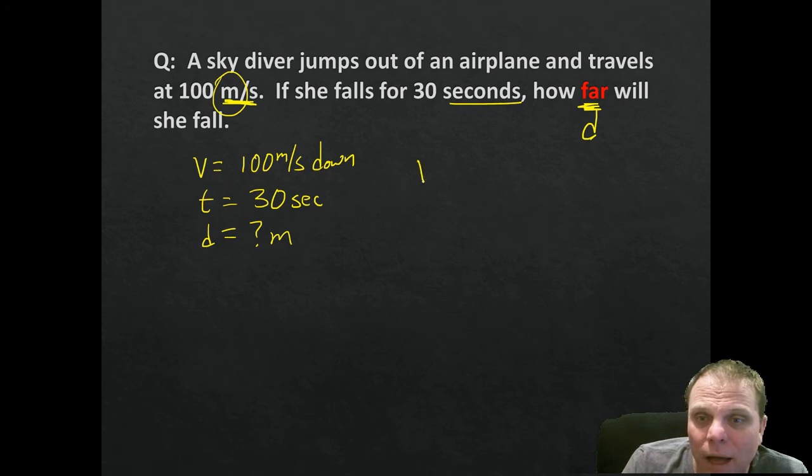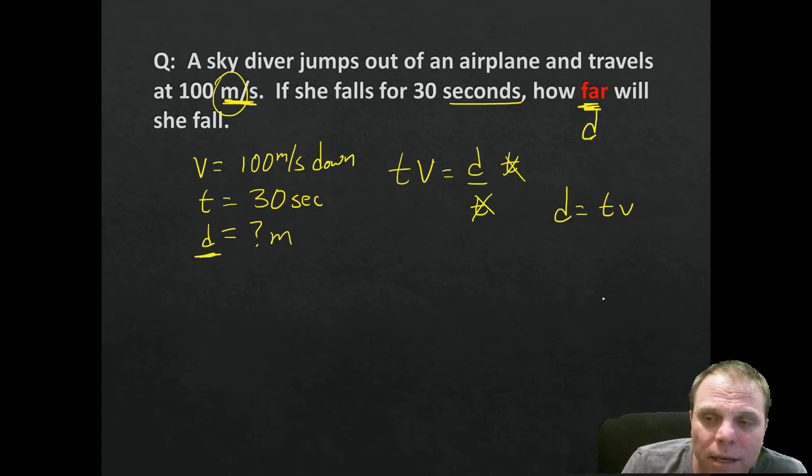And our E step is velocity equals distance divided by time. And now we have to do our M step. We have to manipulate so that we're solving for D. Well, that's pretty easy because D is on the top already on its side. So let me just multiply both sides by T. And now we have what D is equal to. D is equal to TV, or velocity times time.